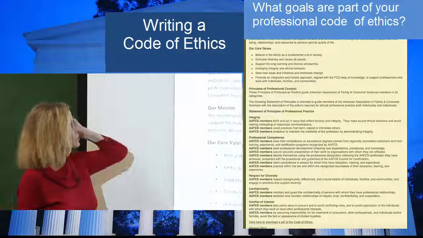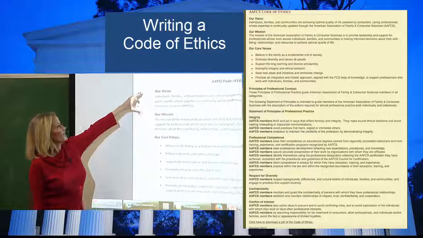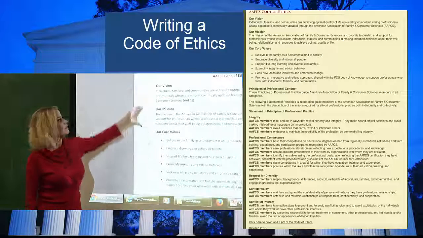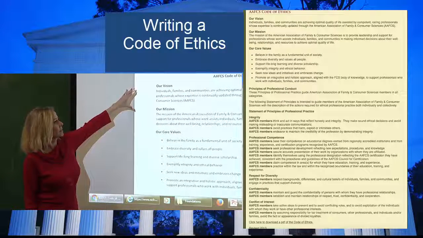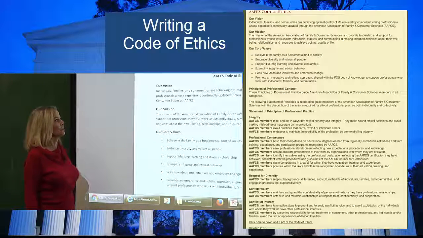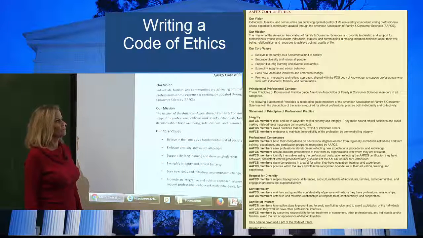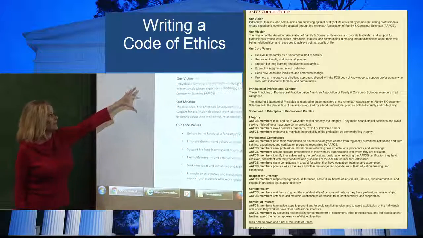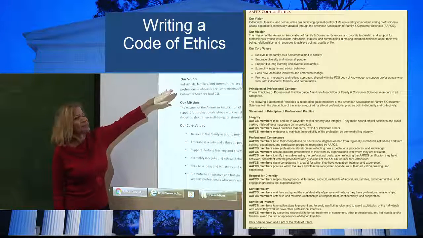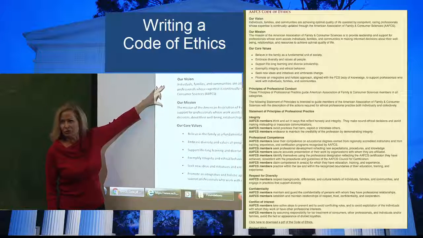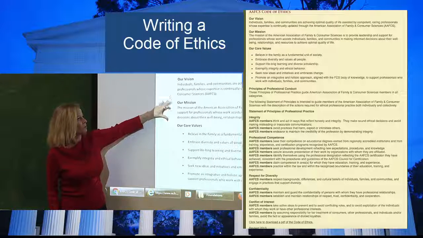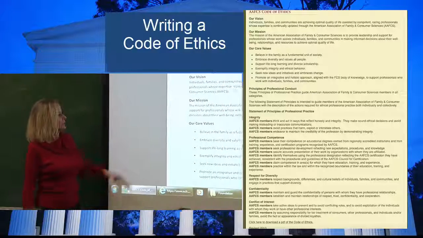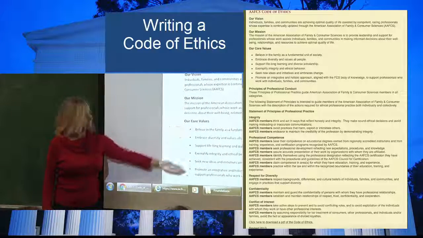The American Association of Family and Consumer Sciences Code of Ethics talks about a vision that we have: individuals, families, and communities achieving optimal quality of life, assisted by competent, caring professionals whose expertise is continually updated through the American Association of Family and Consumer Sciences. So that's our vision, and this is included in the Code of Ethics. I know this is separate for you all, so you might not have it here. The reason it's here, along with the mission of the association, is that it's that overall perspective. Then we have a listing of values.